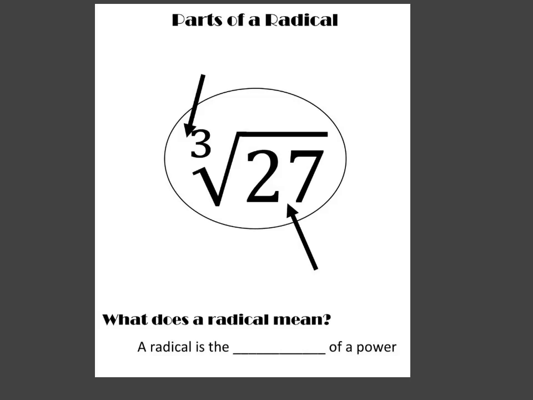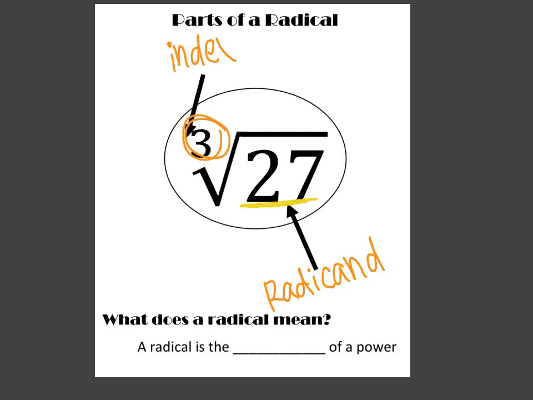So, parts of a radical. What a radical is, is this check-mark shape that you see here, kind of like a check mark with a line above it. That is what we call a radical. Now, this number that we see inside of our radical symbol, we call that a radicand. And this little number that is above the check mark is called our index.